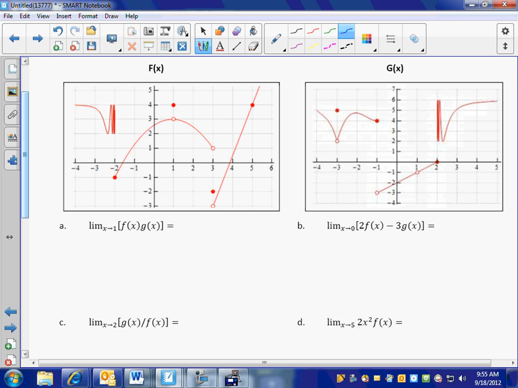It is 3. How do you get 3? As you look here, you can see that it is approaching 3. So very good. Times, so as I approach 1, the output value is approaching a height value of 3. Yes? Okay. Now I go to g of x, and as I approach 1, the output approaches -1. I multiply those together, and I get -3.